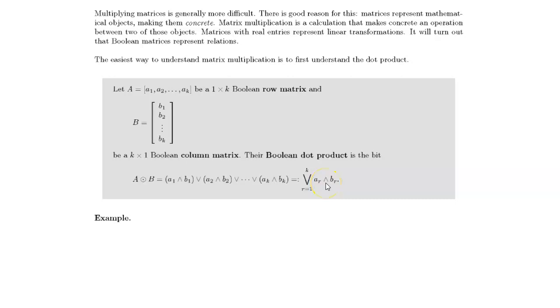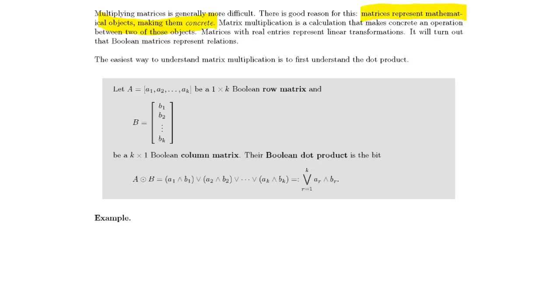Last but not least, we're going to talk about the product of two matrices. It would be nice if matrix multiplication was as simple as just multiplying the individual entries of each matrix, but it's not that simple. And there's good reason for this. Matrices represent mathematical objects, making them in some sense concrete.